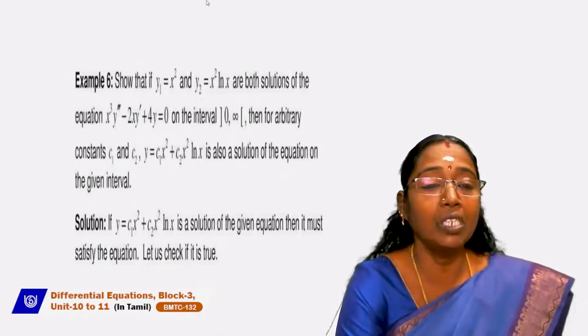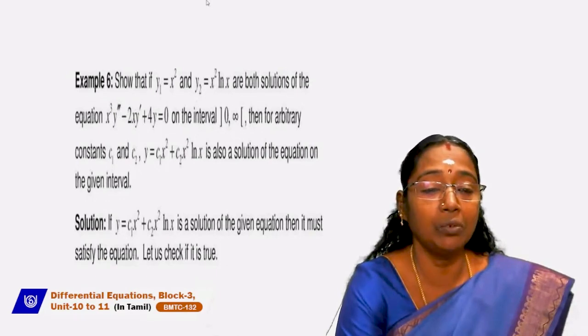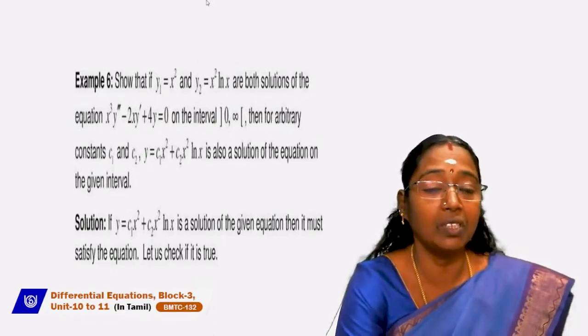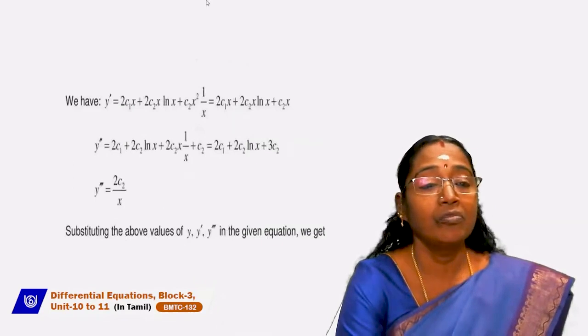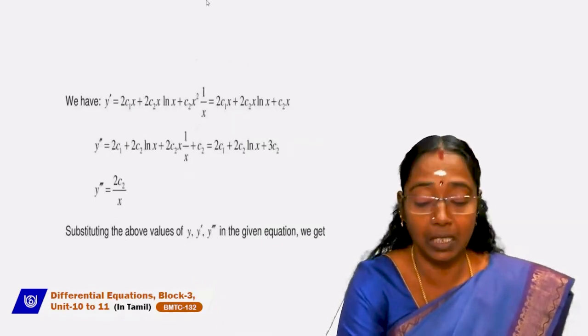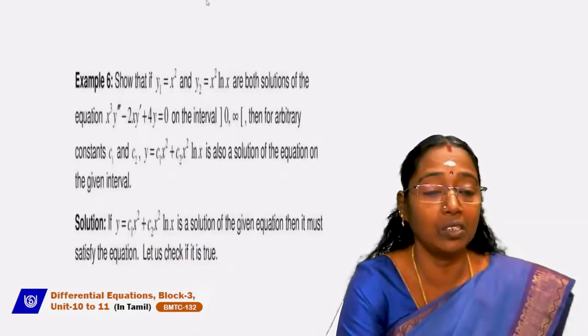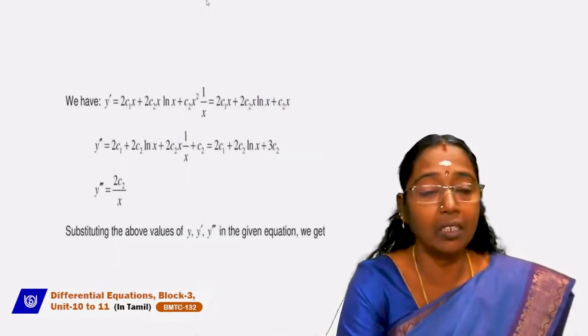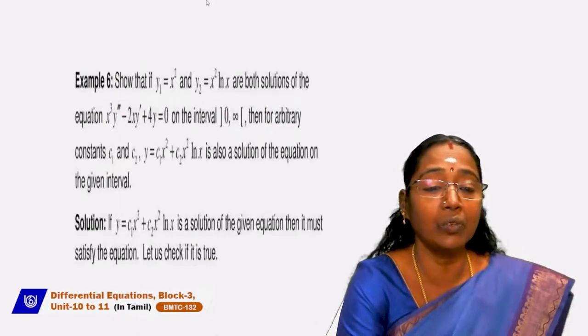Now the solution. If y equal to c1 x squared plus c2 x squared log x is a solution of the given equation, then it must satisfy the equation. Now let us check whether this y satisfies the given equation or not. We have y dash. What is y dash? Already we have y equal to c1 x squared plus c2 x squared log x. We have to find y dash. So, you have to differentiate x squared, giving 2c1x, and then the next term is x squared log x.